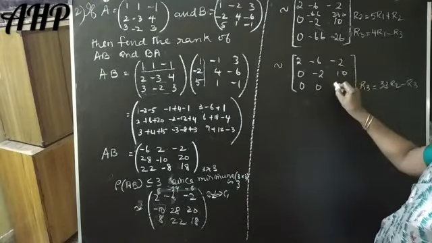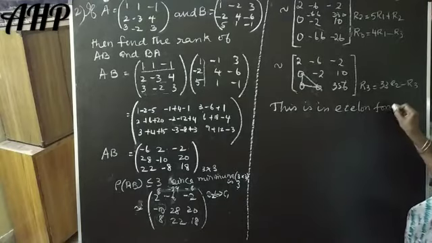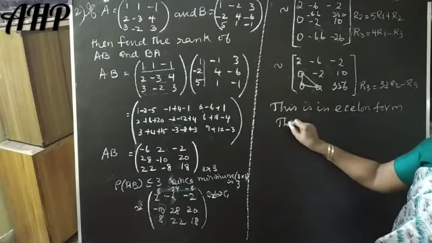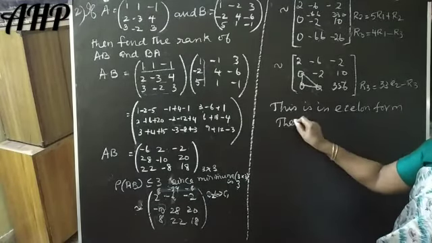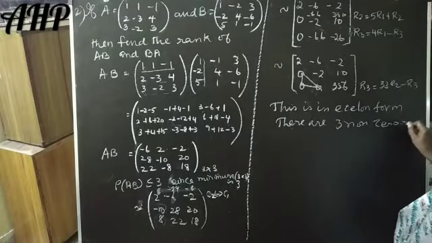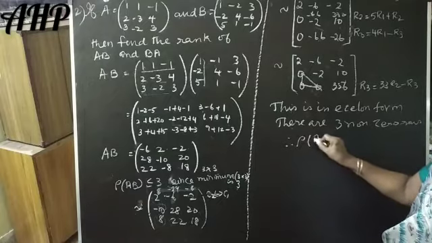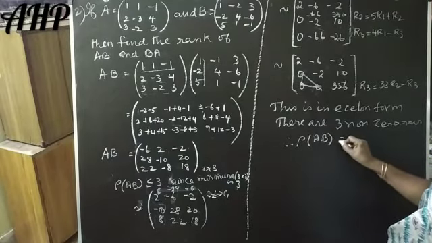So there are 3 non-zero rows. So this is in echelon form. There are 3 non-zero rows. Therefore, rank of AB is equal to 3.